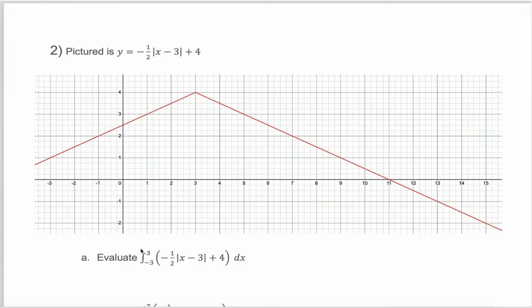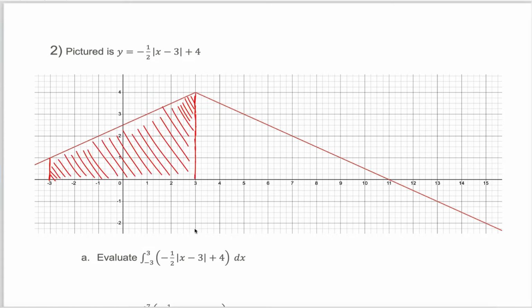And hopefully from the last video, you're able to read this and you see this integral sign, so you're thinking the area below the curve. What curve? The curve y equals negative 1/2 times the absolute value of x minus 3, plus 4. Exactly what's pictured here. So I want the area underneath this curve in red, meaning between the curve in red and the x-axis, from x equals negative 3, right here, to x equals positive 3, over here.